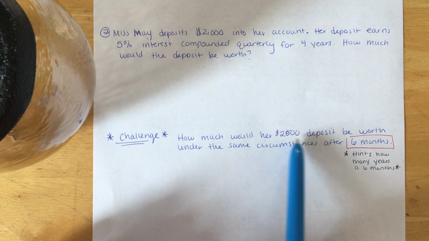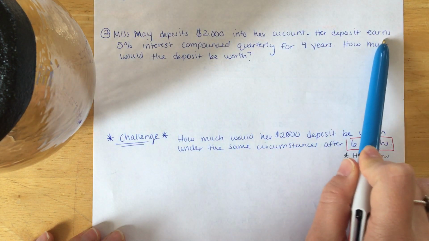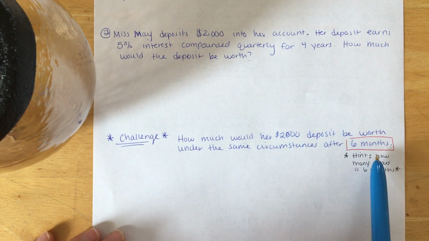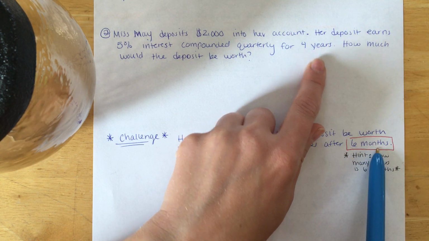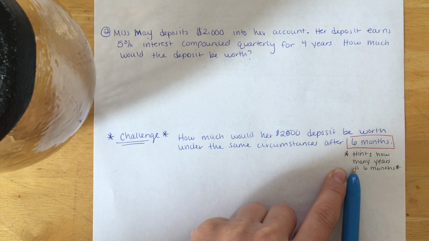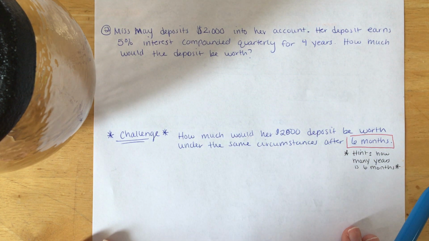How much would her $2,000 deposit, so the same situation here, be worth under these same circumstances? Instead of after 4 years, though, it's going to be after 6 months. Notice the difference. This said years, this said months. So the hint is you have to think about how many years is 6 months. All right, so this one's a bit of a challenge, but I know you guys can do it.